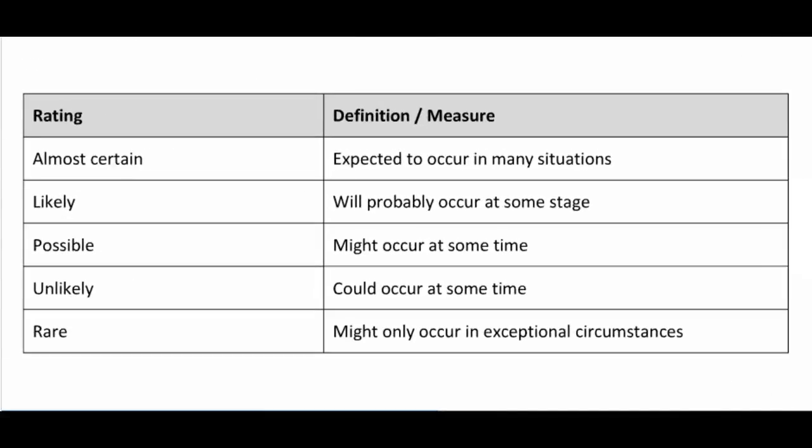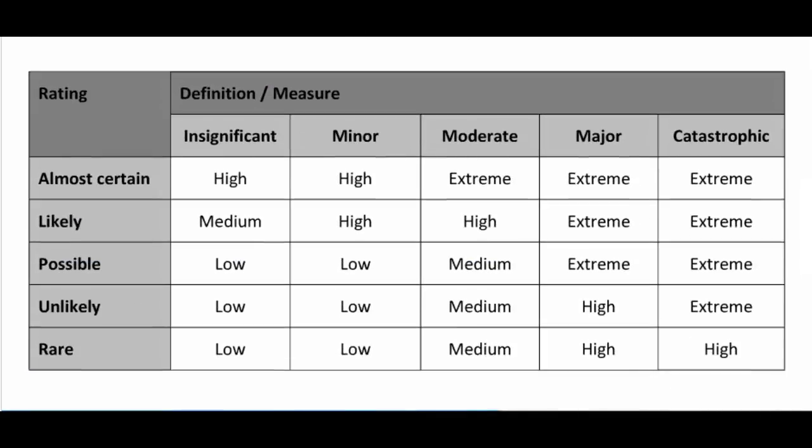With regards to likelihood, the following definitions and measures can be applied to assist in the assessment process. Rare, might only occur in exceptional circumstances; unlikely, could occur at some time; possible, might occur at some time; likely, will probably occur at some stage; almost certain, expected to occur in many situations. If we revisit the mowing the lawn example, we could assess the severity of the physical hazard of getting hit by displaced objects such as rocks as minor and the likelihood as likely.